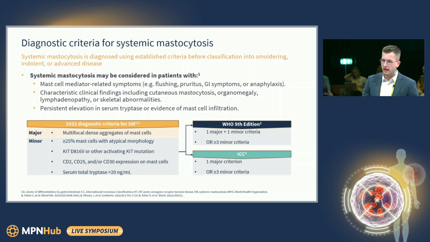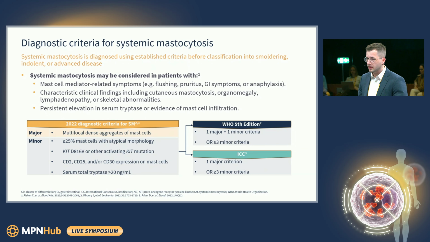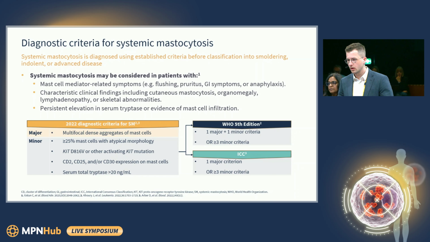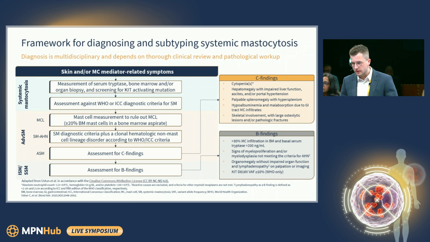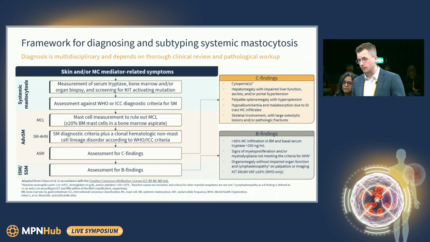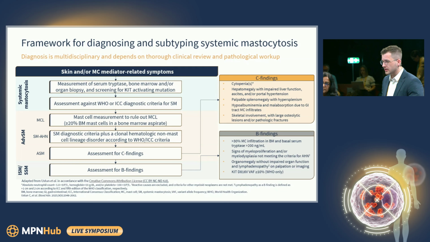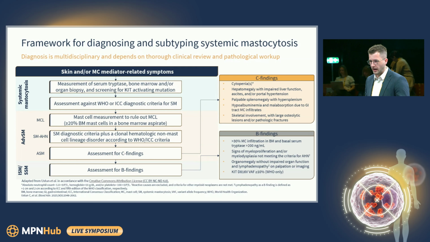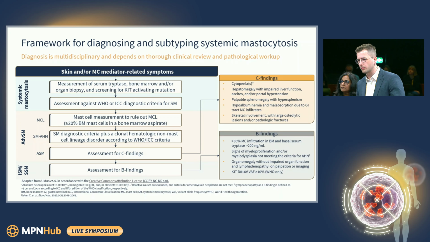So most patients will likely undergo a bone marrow biopsy to be able to be diagnosed with SM, but formally this is also possible from any other extracutaneous tissue. Once we have diagnosed systemic mastocytosis, we need to subtype. That's the next step. Mast cell leukemia is diagnosed when mast cells account for 20% of the cells in a bone marrow aspirate.